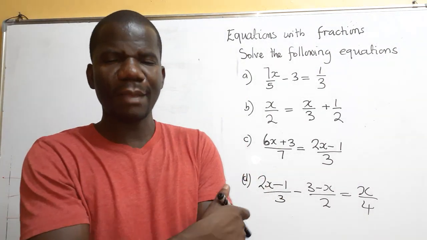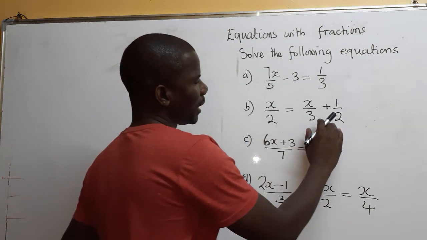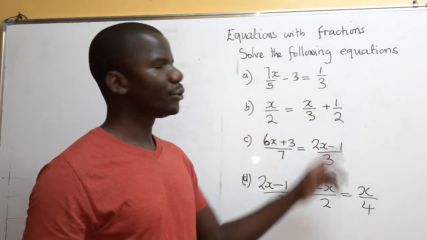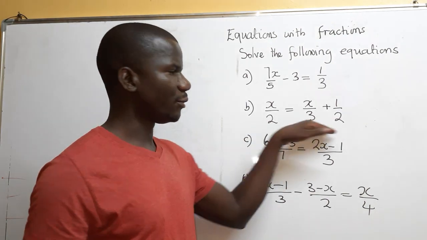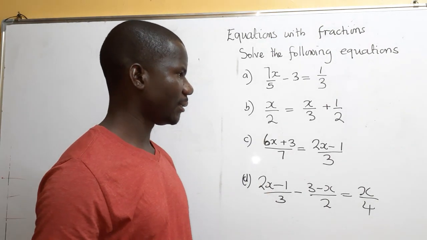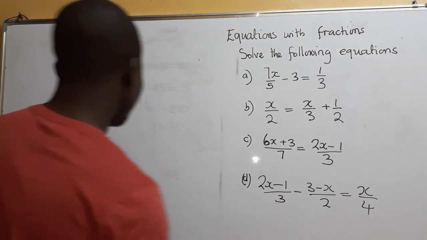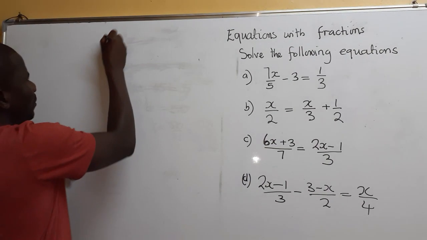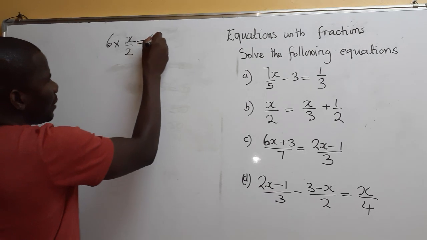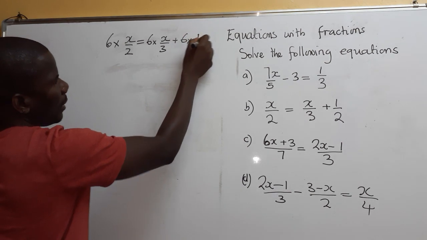When we go to the second example, we'll straight away deal with the multiplication. At this point, we identify the lowest number that 2 and 3, the denominators, can go into without a remainder. The lowest common multiple is 6. Is that clear? So we multiply each one of them by 6. We start with 6 multiplied by x over 2 is equal to 6 multiplied by x over 3 plus 6 multiplied by 1 over 2.